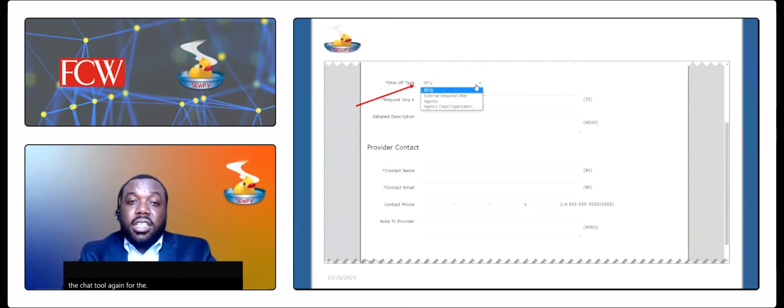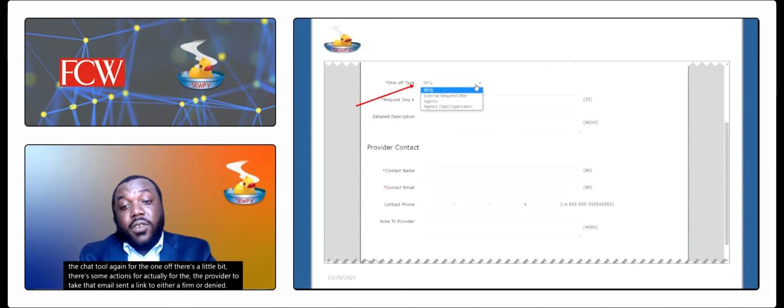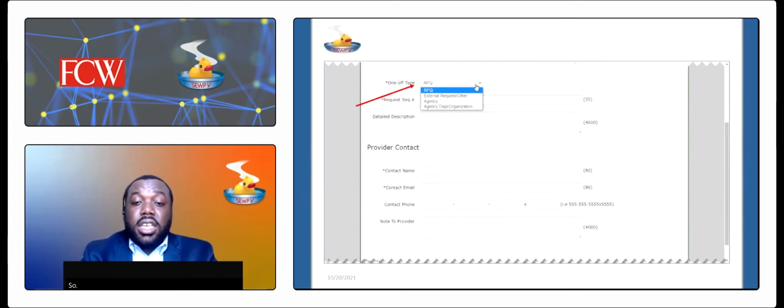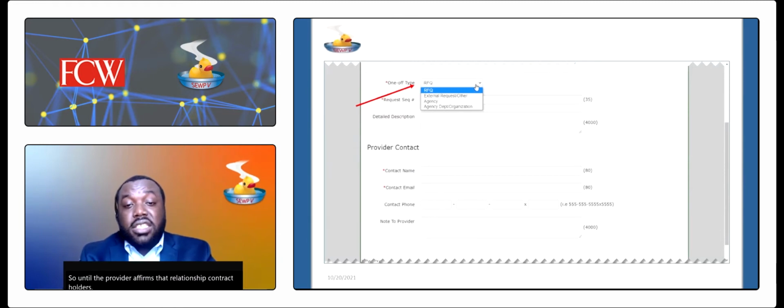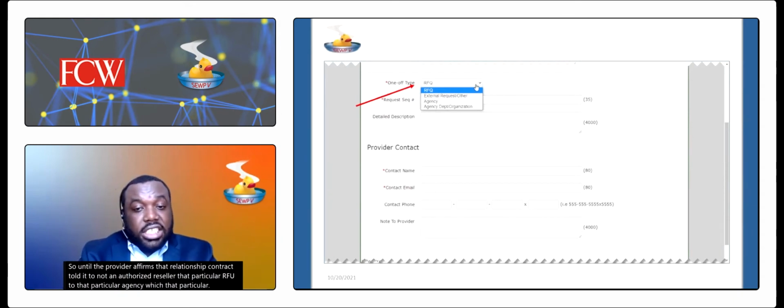For the one-off, there's some action for the provider to take. That email sends a link to either affirm or deny that one-off relationship. So until the provider affirms that relationship, the contract holder cannot quote as an authorized reseller for that particular RFQ, to that particular agency, or to that particular organization within an agency.